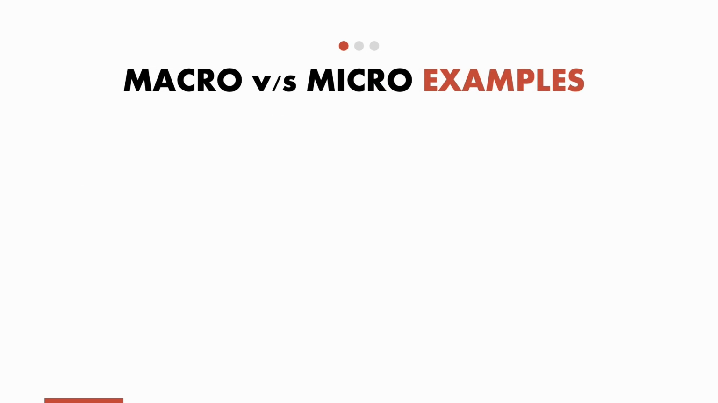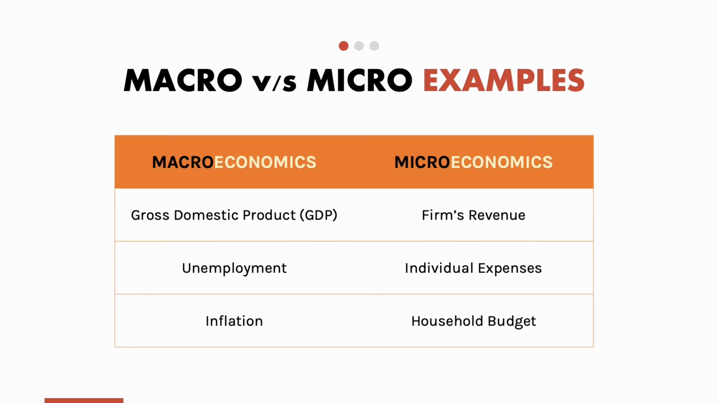So let me show you the major differences between macroeconomics and microeconomics. So as you can see, macroeconomics looks at GDP, unemployment rate, and inflation rate numbers. These numbers are reviewed on a monthly or quarterly basis as part of macroeconomic analysis of the country's economic performance. The right column on microeconomics pertains to an individual or company level.